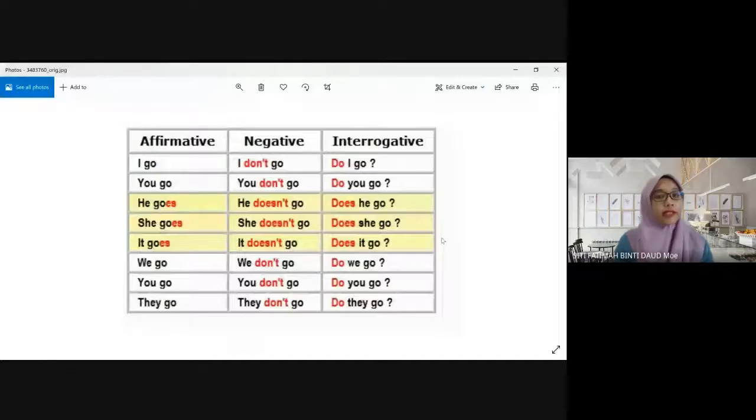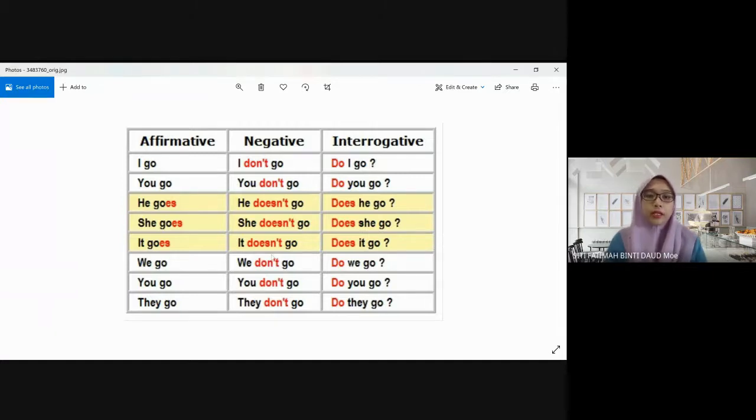For present simple, affirmative means positive sentence. I go, you go, we go, you go, they go, right? If you use I, you, we, and they, and anything plural, meaning more than one, you use go, or the word must be in root word, base form. Tak boleh ada tambah ing, tak boleh tambah es or s or anything. It must be the root word, the base form.